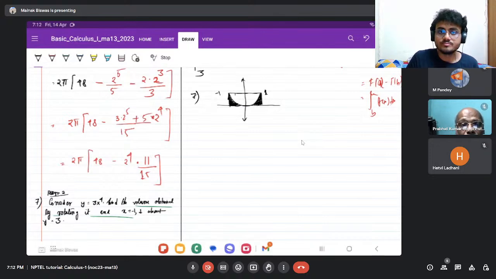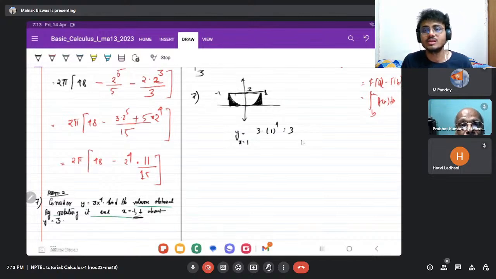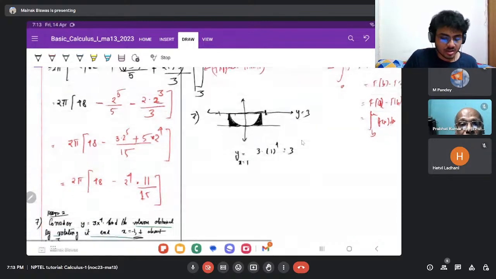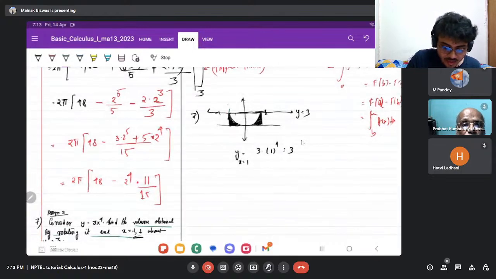Next, what will I do? Between minus 1 and 1, about y equal to 3. So what is the value of y at x is equal to 1? 3 into 1 to the power 4, which is 3. Right? So this makes the problem simpler. Why? We'll see. So if you can see, this is your y is equal to 3 line, right? So if you reflect this about this line, you will get something like this. And you'll be told to find this volume.